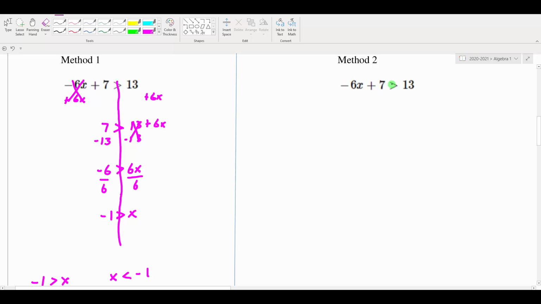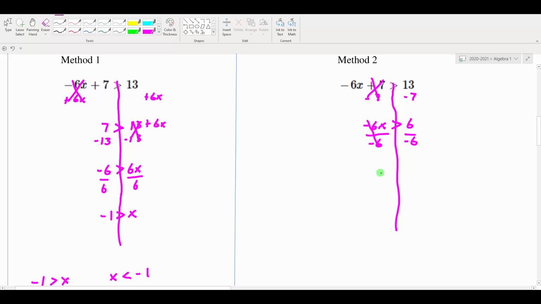So let's say I draw my line and I start off the way that we usually start off, where we subtract 7 from both sides. We start with that addition and we write this out. We get the 7's canceling. We get a negative 6x all by itself, greater than, and then 13 minus 7 is 6. And then we would just divide both sides by negative 6.